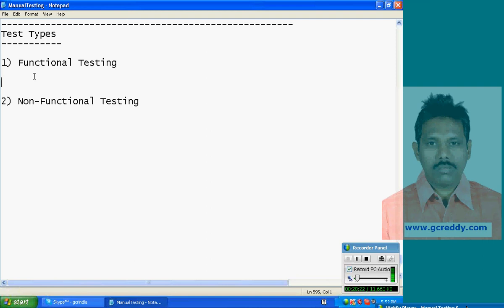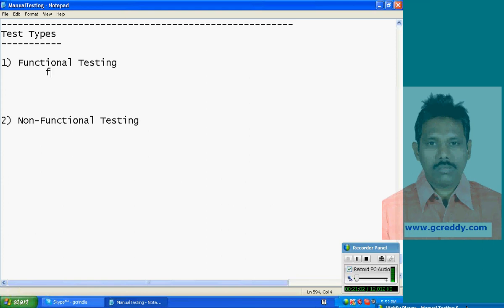Okay. See, forget about component, integration and acceptance testing. Our area is system testing. And one more thing, so many people assume security testing and compatibility testing come under non-functional types. No. As per international standards, security testing and compatibility testing are subsets of functional testing.